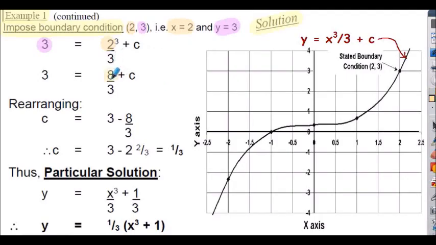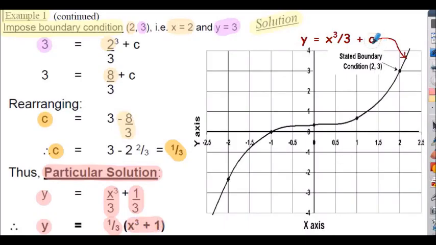Next line, 2 cubed is 8. I've then subtracted 8 upon 3 from both sides of the equation and turned the equation round to have c on the left hand side, and c evaluates to 1/3. So now we have our particular solution, y equals x cubed upon 3 plus 1/3. On the last line, because the third is common to both terms, I simply factorise, so y equals 1/3 multiplied by, in the bracket, x cubed plus 1.